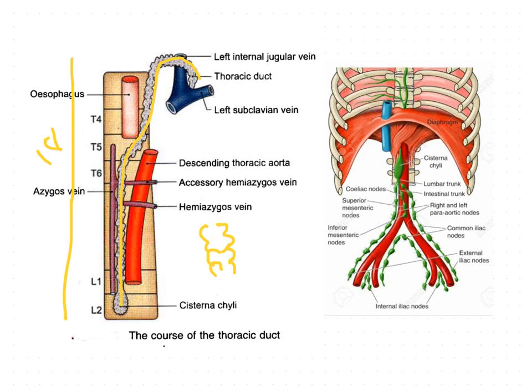It extends from the upper part of the abdomen to the lower part of the neck, crossing the posterior and superior parts of the mediastinum. It is about 18 inches long. It has a beaded appearance because of the number of valves present in the lumen.